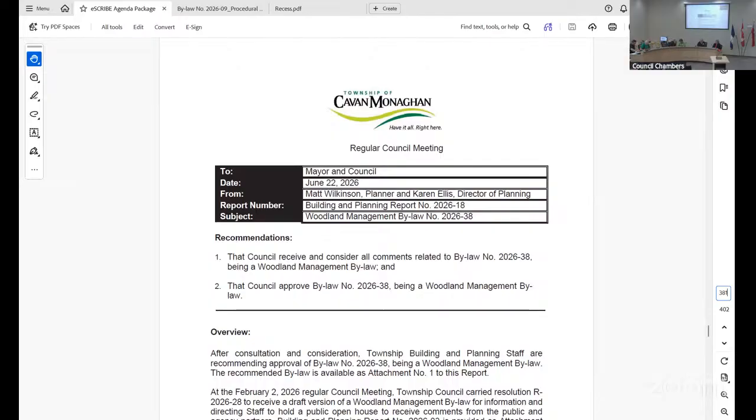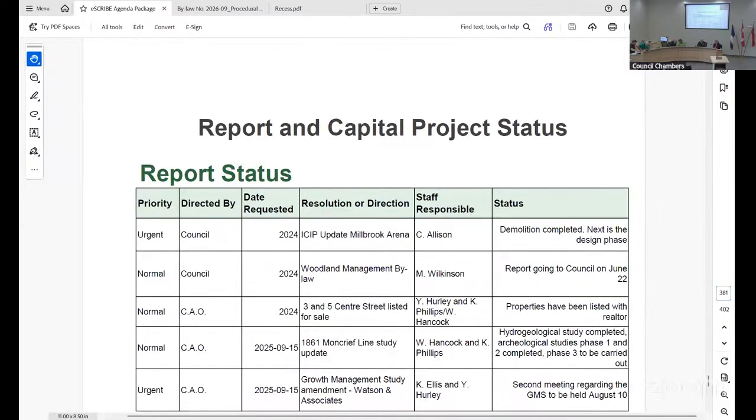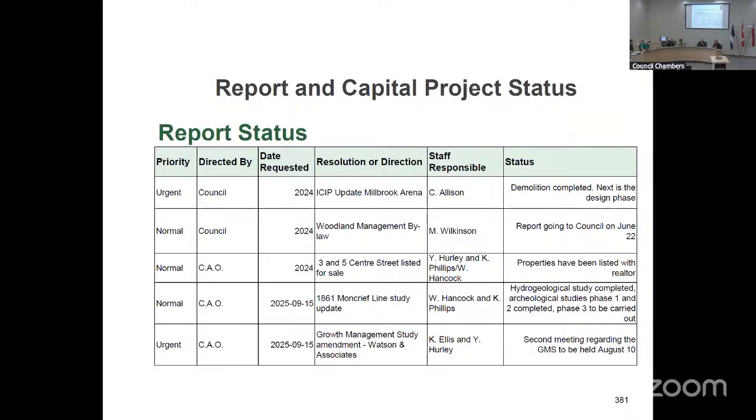Next item is report CAO capital status. Ms. Hurley, there's a number of things coming off this list if my mind doesn't play tricks on me. Thank you, Mr. Chair, to council. The report is before you. If you have any questions, I'm certainly here to answer anything. Any questions with regard to the capital CAO report? Councilor Byrne.